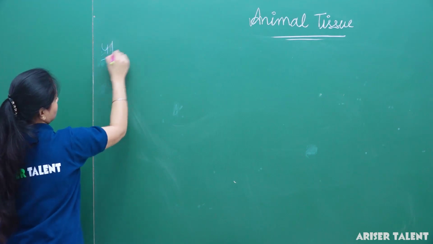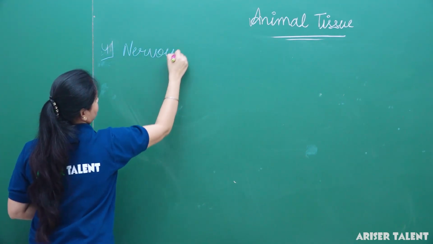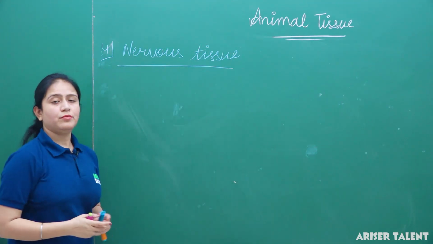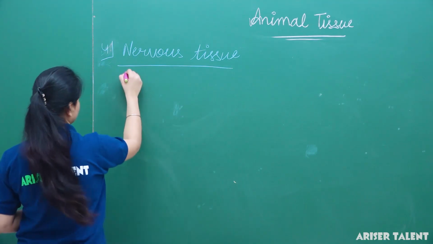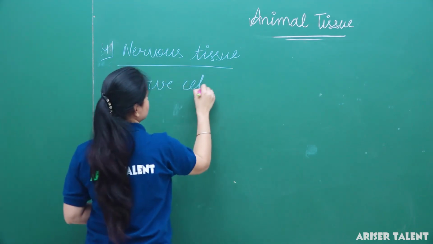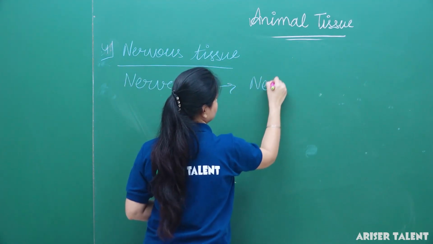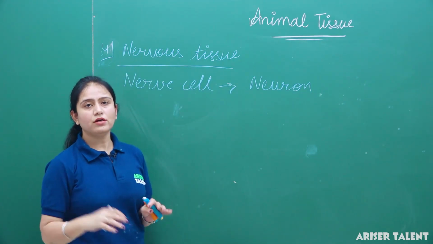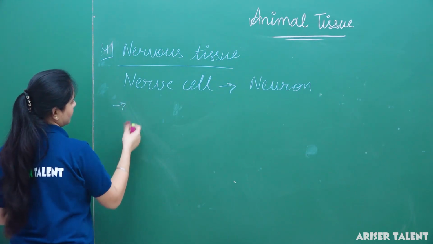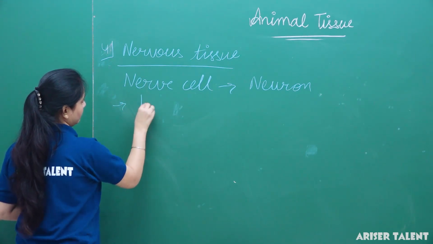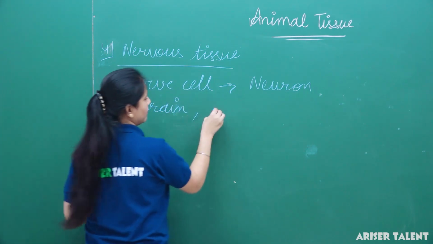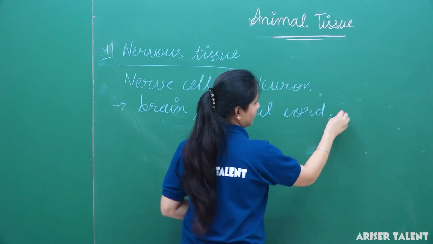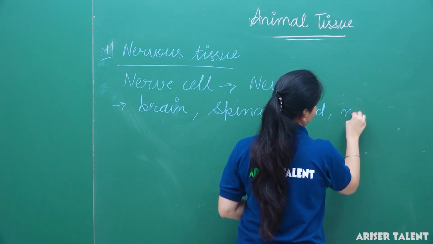Last one is nervous tissue. It's made up of nerve cells, called neurons. These are found all over our body, in the brain, spinal cord and nerve cells all over the body.